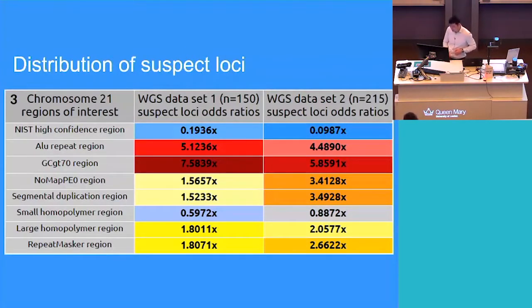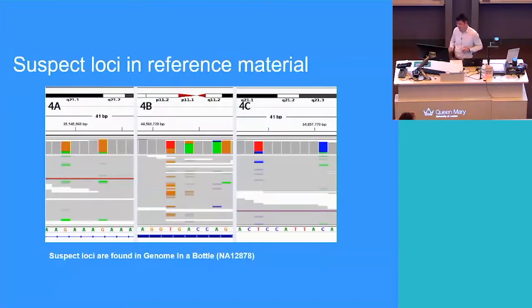And these suspect loci seem to be at a high proportion in regions that are GC rich or repeat rich, and as expected, they're at a low proportion in the NIST high confidence regions, in both the Personalis cohort of 150 patients and a small group of patients from the neurology domain in the 100K data. And then we also looked into the reference material, the Genome in a Bottle, and found that those suspect loci were also at low allele fraction in the Genome in a Bottle.